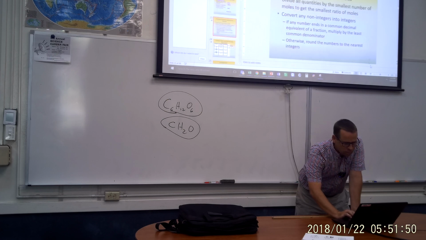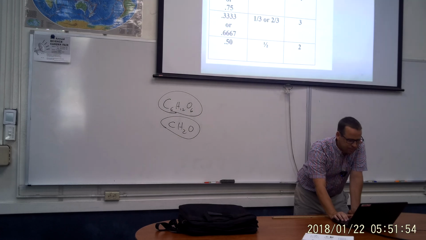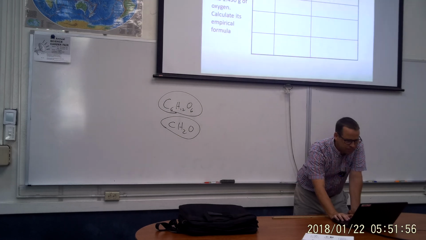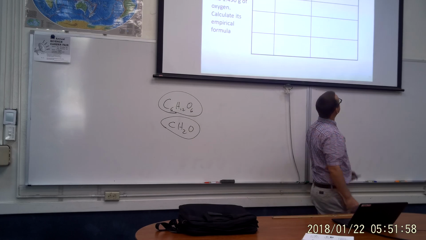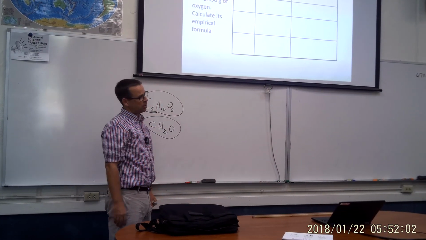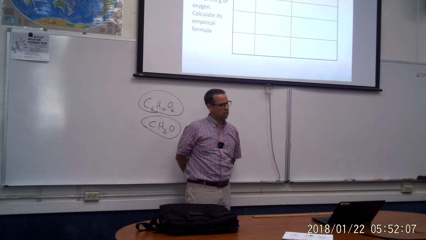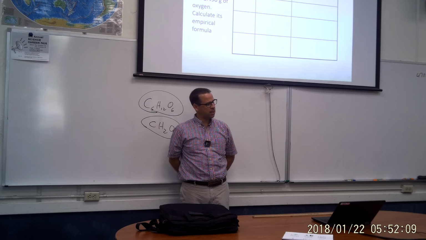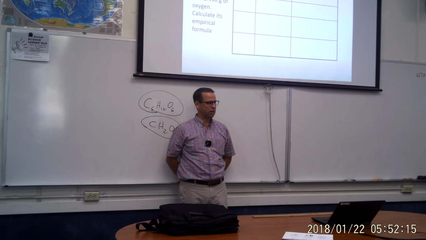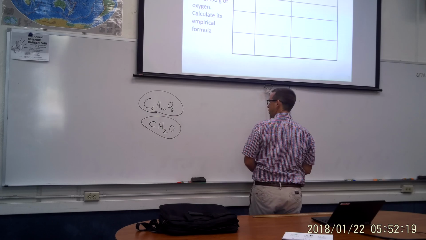So, let's try one of these. Here's a question here. If I have 2.012 grams of sample compound and 0.522 grams of it is nitrogen and 1.49 grams of it is oxygen, can we calculate the empirical formula for the compound?